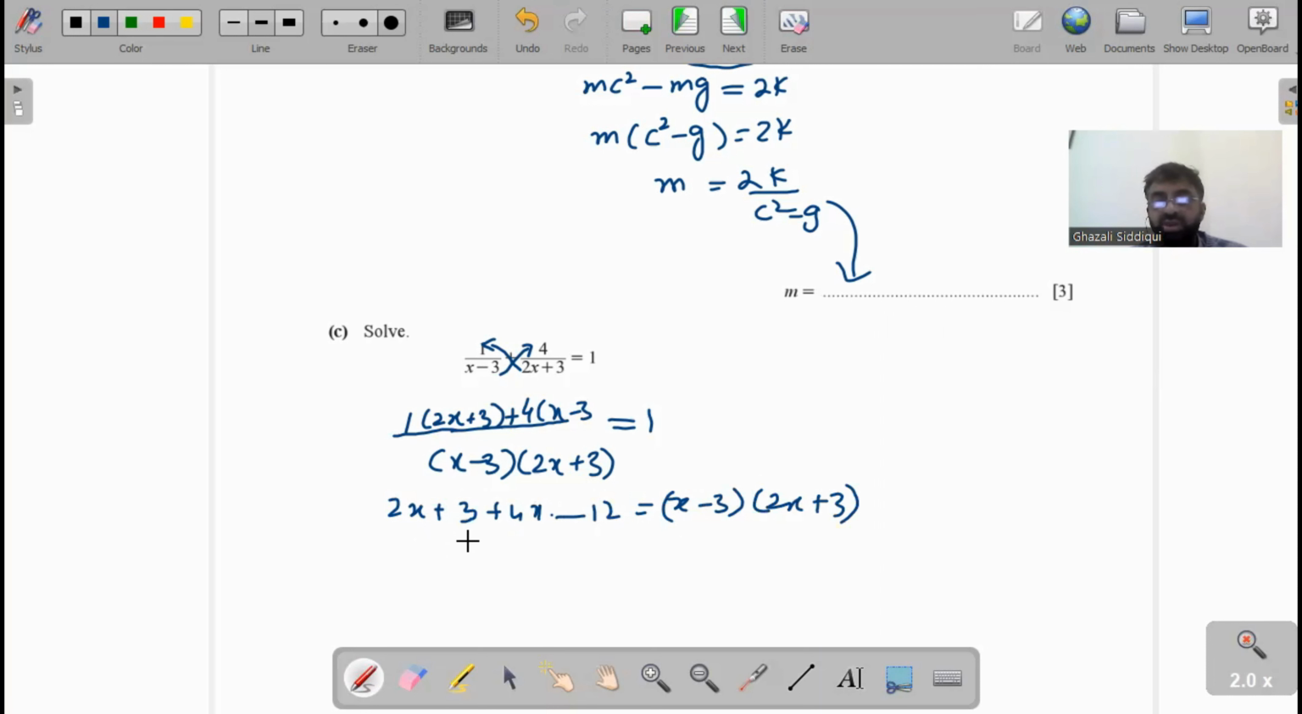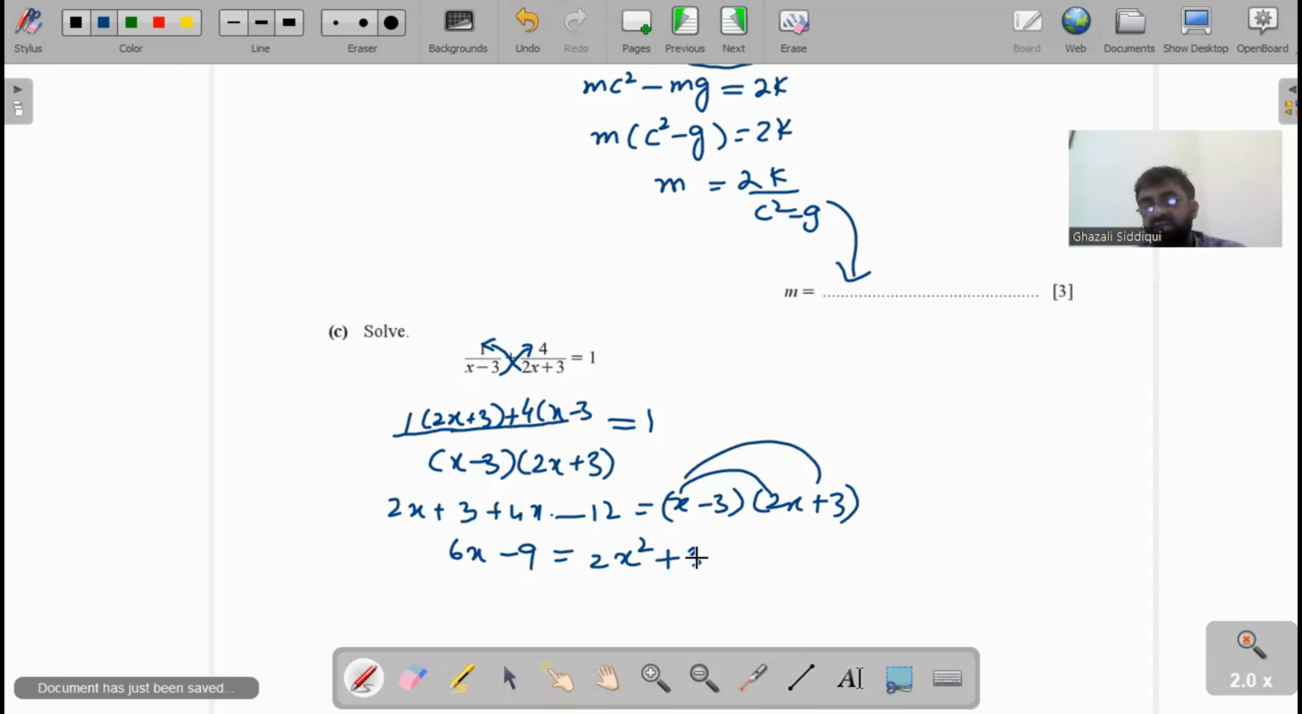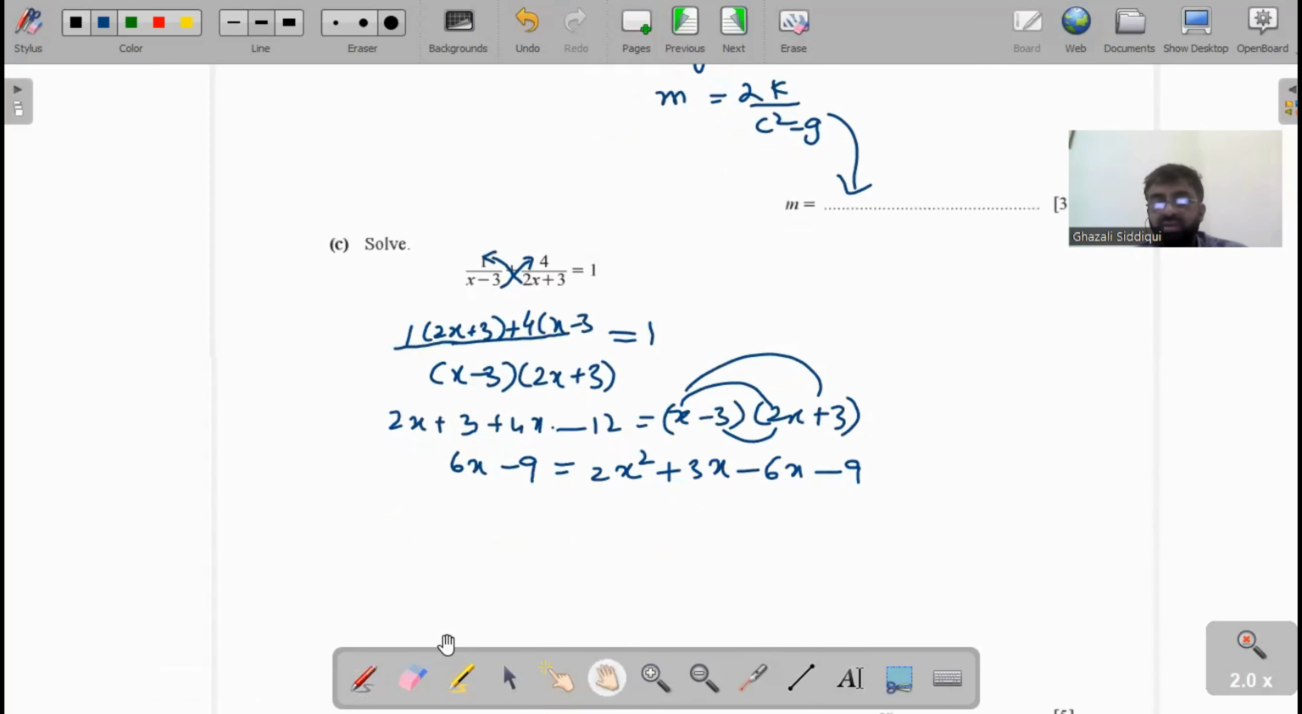Therefore, that's equal to 6x minus 9, and that is 2x squared plus 3x minus 6x minus 9. Now that's equal to 2x squared minus 3x minus 9, and 6x minus 9. Minus 9 will be cancelled.